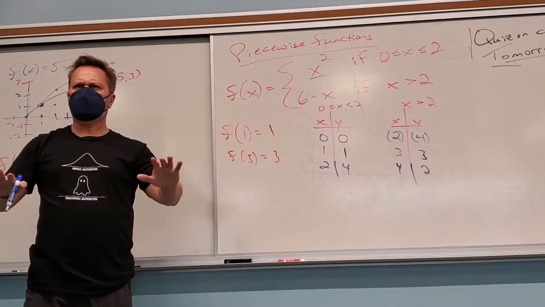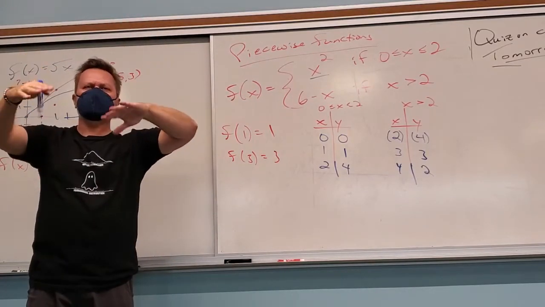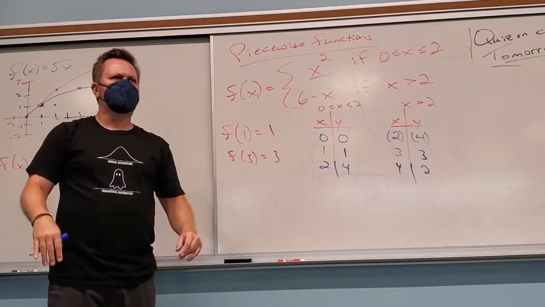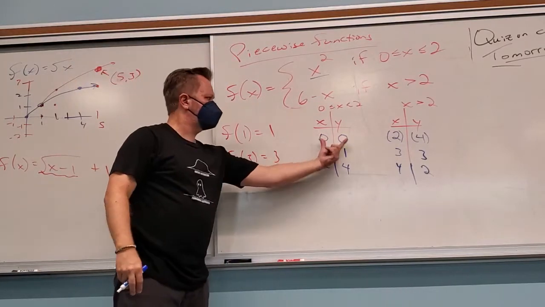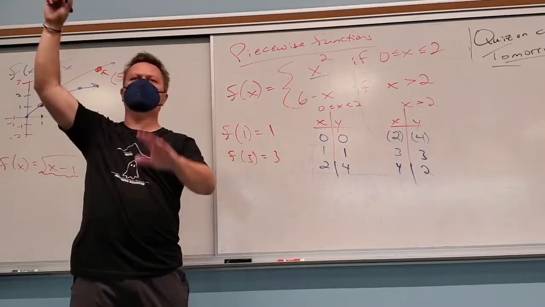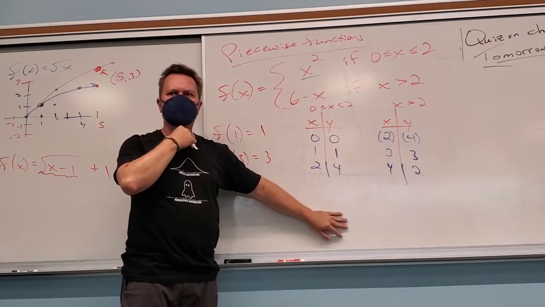You guys with me? So if I have a function that has many pieces, each one is a function, I should expect to make multiple tables for each piece. So when I graph this, I'm not going to graph a complete parabola because it only exists between 0 and 2. That's a big mistake people make, they just make the whole parabola. No. It only exists between 0 and 2.